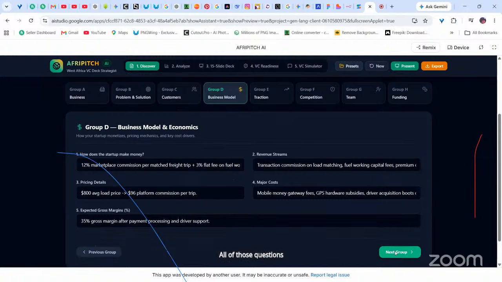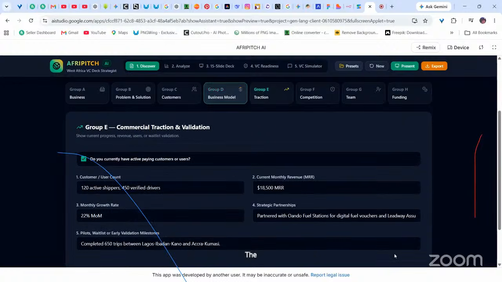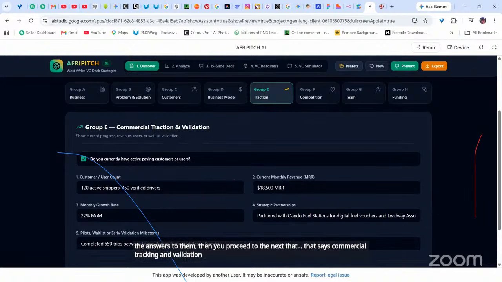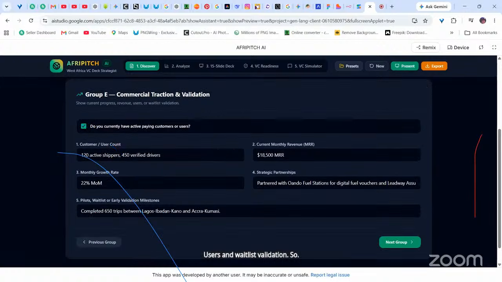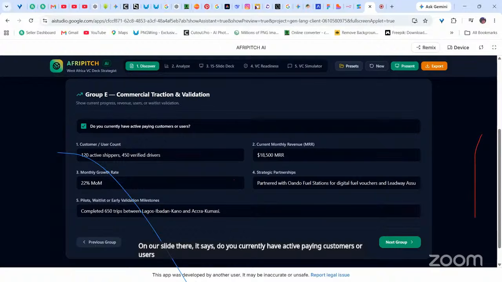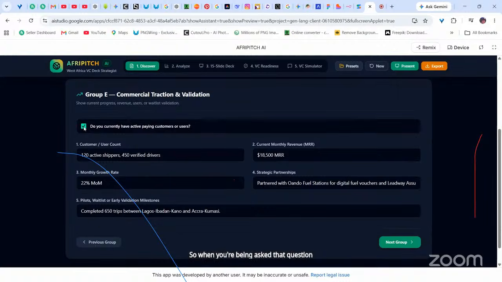All of those questions, you have to input the answers to them. Then you proceed to the next, which says commercial traction and validation. It says show current progress, revenue, users, and waitlist validation. On our slide there, it says, do you currently have active paying customers or users? When you're asked that question, you have to click yes. You click on the box there to show the tick, indicating that yes, you have.